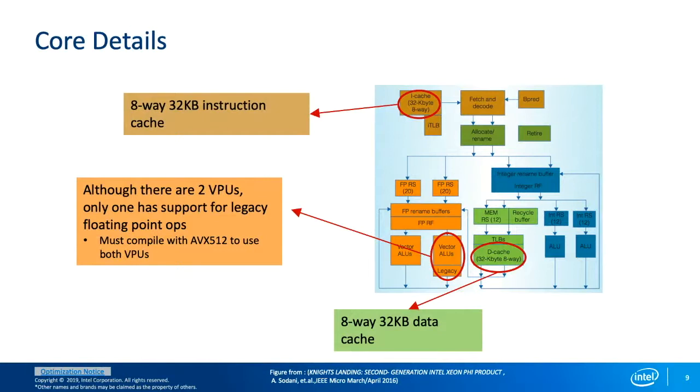But only one of them supports legacy code. And legacy code is defined as anything that is not AVX512, right? So if you were running something that was previously compiled with SSE and you didn't want to rebuild it, it would run, but you would only be using one of the 2 VPUs, and you would be leaving about half the performance on the table, right? So that's something that is important to understand.